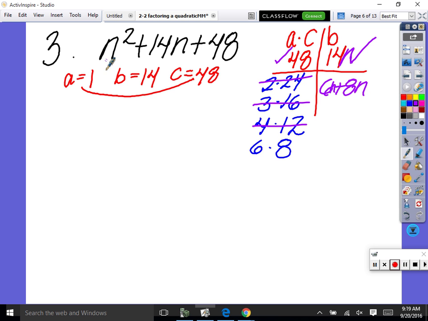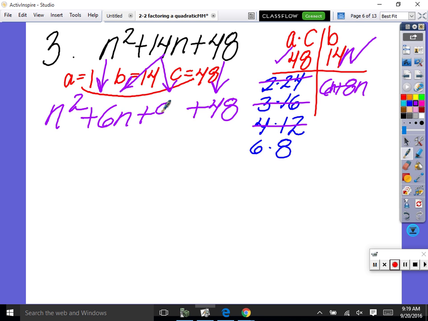Now we're going to drop and break. So we drop down our n terms exactly as they are. So we're dropping down n squared. We're dropping down positive 48. Drop. Now break. We're breaking down the middle term. We're rewriting 14n as 6n and 8n. That's positive 6n, positive 8n. Order doesn't matter, so I'm just going to go with plus 6n plus 8n.